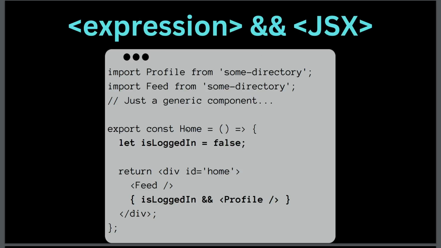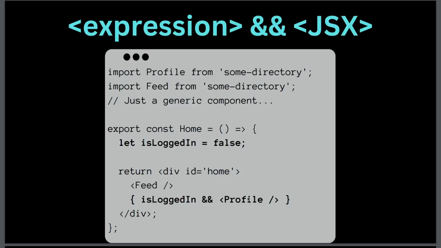So here we have a home component. And inside of that home component, we have a Boolean variable called isLoggedIn, and it is set to false. And then inside of the return statement, we are returning a feed component. You can imagine that this is a social media app, and we are just returning all of the posts on the homepage. And then below that, inside of curly braces, we are embedding a Boolean expression, and we are checking if the isLoggedIn variable is true. So if the user is currently logged in right now, then we're going to return a profile component.